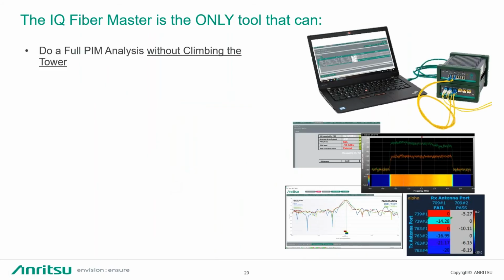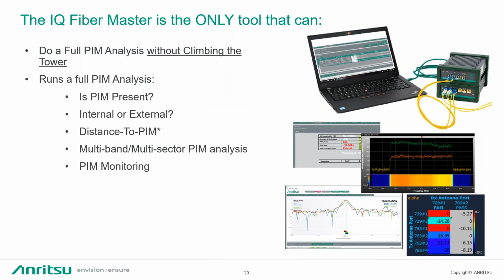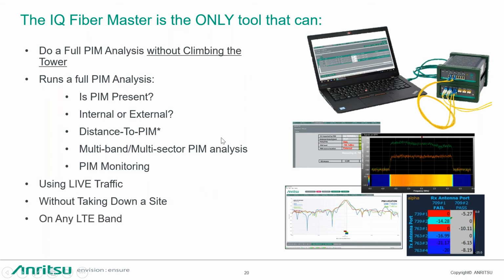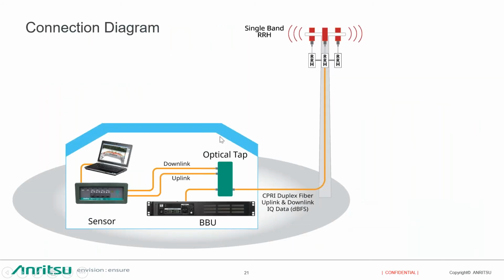It's the only tool that can do a full PIM analysis without climbing the tower. It runs a full PIM analysis, telling you whether PIM is present, internal or external, and the distance to PIM, which I'll talk about with the caveat that it needs a calibration. It also does multi-band, multi-sector PIM analysis and PIM monitoring, all in one box. We use live traffic for this, and we do it without taking down the site. If we're able to use this solution, I can boil this down into 3 different steps.